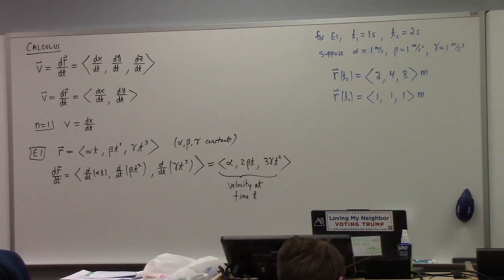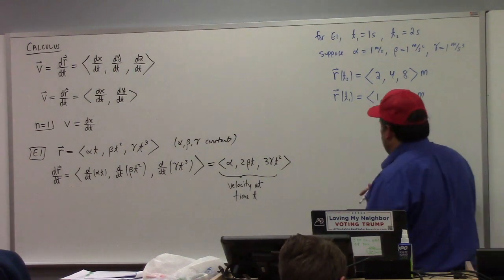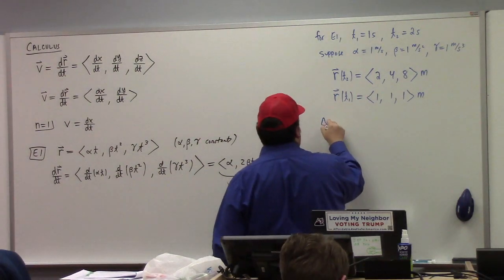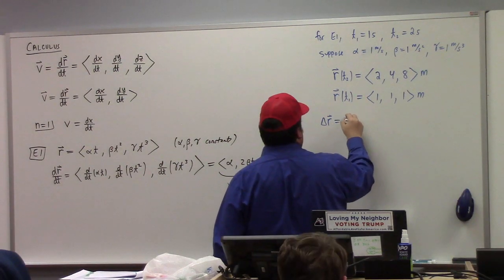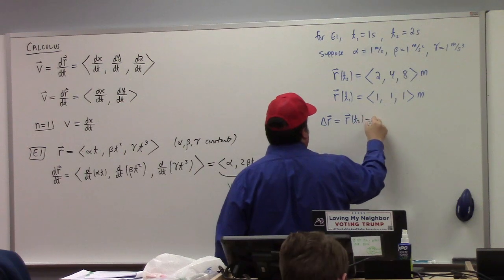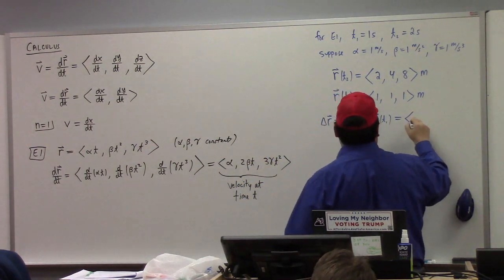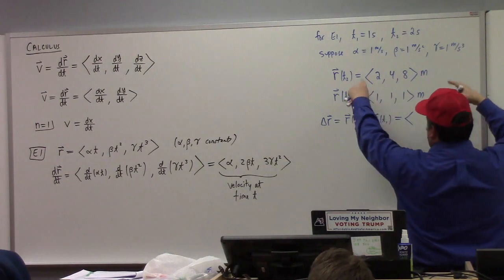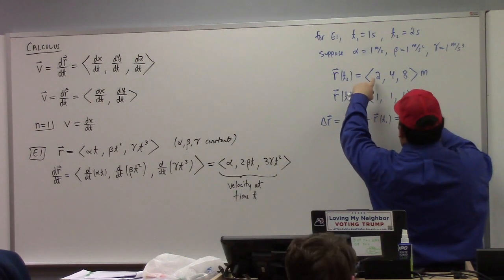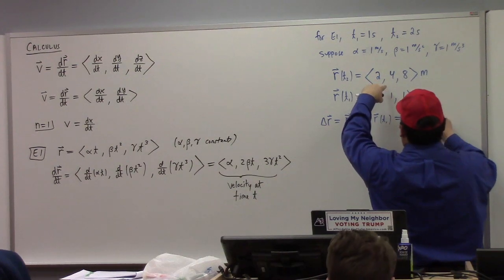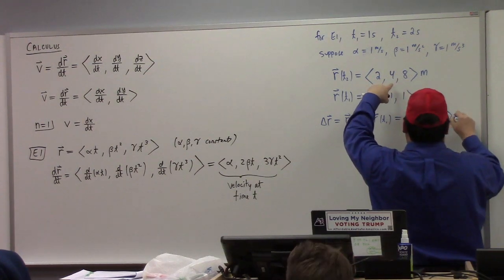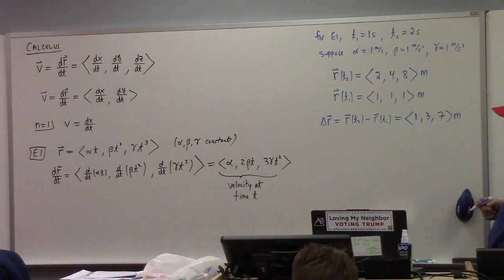So in this situation, going from time 1 to time 2, the displacement would be r of t2 minus r of t1, which in this case would be what? Calculate the difference between these two. What do you get? 1, 3, 7 meters. That's the displacement between these events.